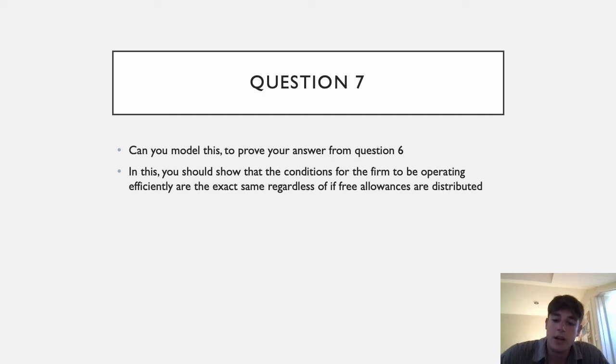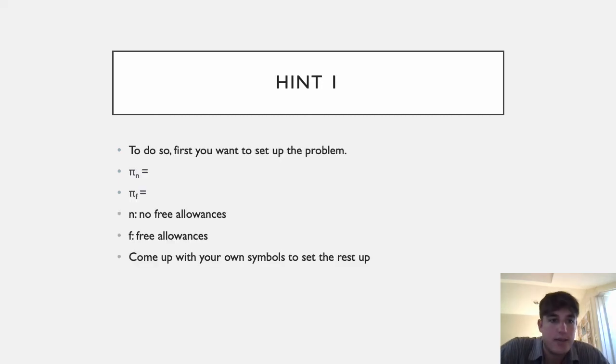Right, so my first hint is as follows. You want to set up the profit maximization problem. And if you haven't come across this before, what you want to do is get a formula for the profit that the firm is making in terms of the quantity. So here we've got two profits. We often denote profit as pi. So you've got pi n, where n is when the firm doesn't have any free allowances. So pi n is the profit of the firm without free allowances, and pi f is the same for that which is given free allowances. Now, for now, try and come up with your own symbols and set the rest of the problem up.